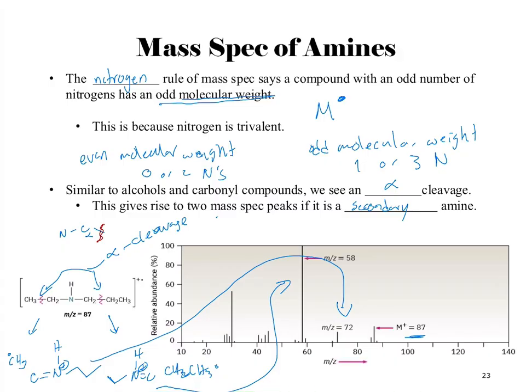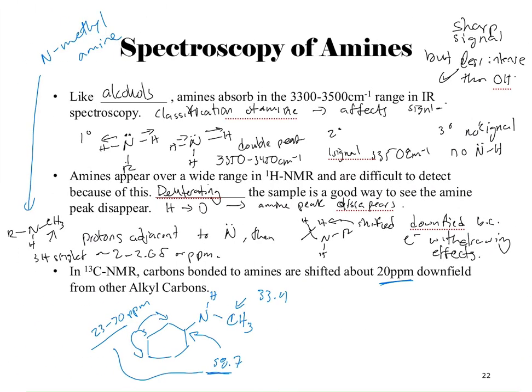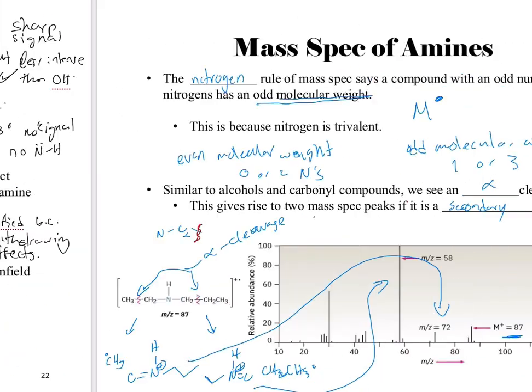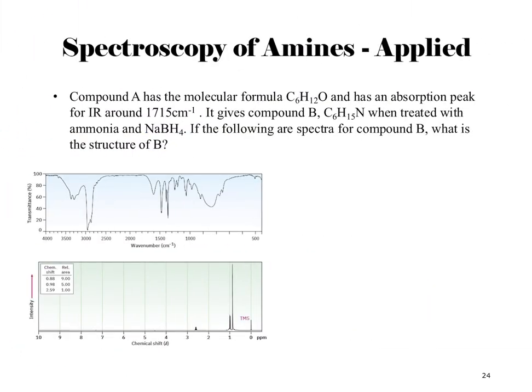And so the alpha cleavage gives us a resonance stabilized ion that then can fly through the mass spec, and it gives us unique signals. The main ones we're looking at here are the alpha cleavage peaks. And so that's the mass spec of amines, the IR, and NMR. So let's look at an example problem here.